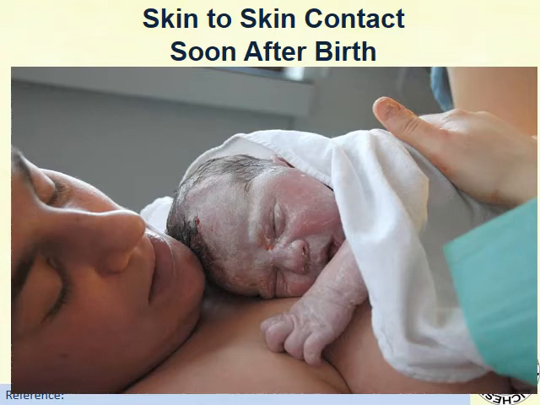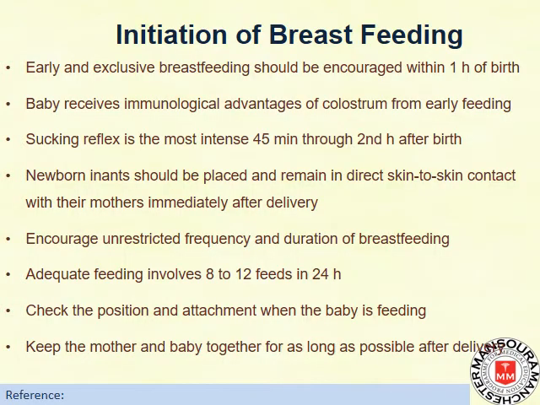And this is a beautiful picture of a baby just born, and he was put on kangaroo mother care or skin-to-skin contact immediately after birth in the delivery room. Initiation of breastfeeding is very important, because breastfeeding has many advantages for the mother and for the baby. So early and exclusive breastfeeding should be encouraged within 1 hour after birth.